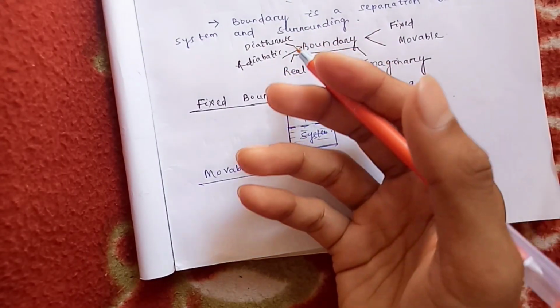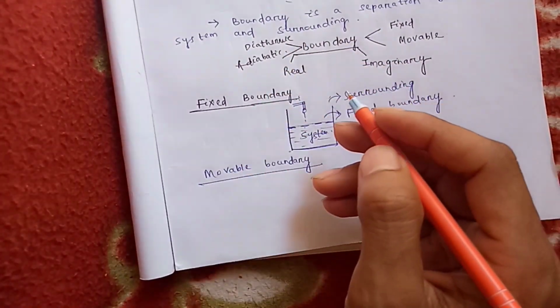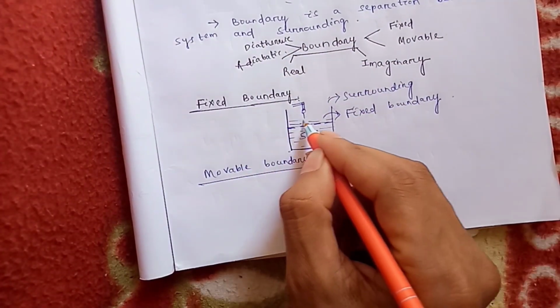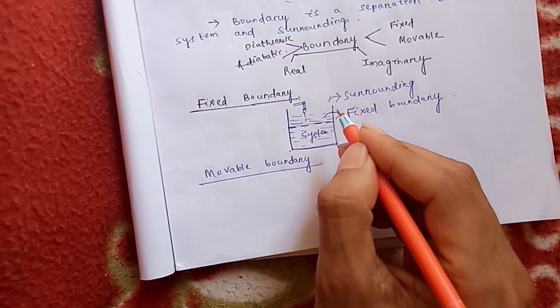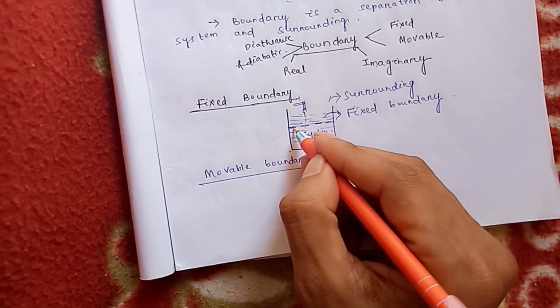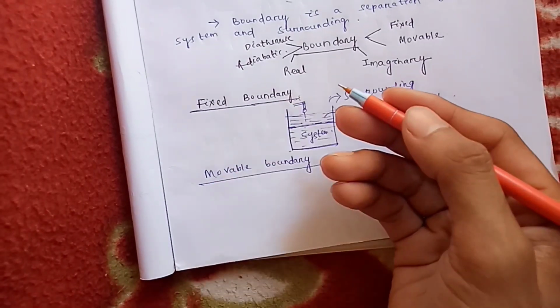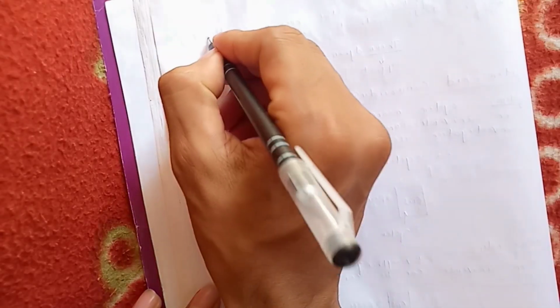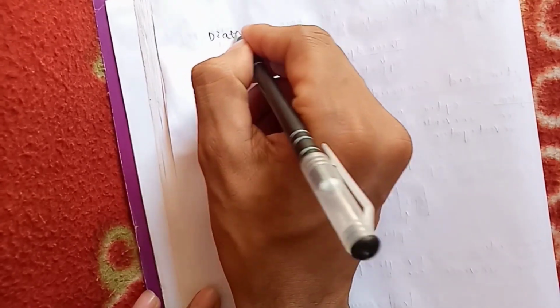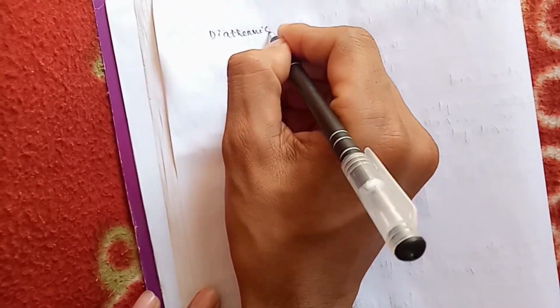Whenever the level of water changes, then the boundary changes. Okay, from here to here, then the boundary changes. This boundary we call it as a movable boundary. Clear, all of you? A boundary can be diathermic and a boundary can be adiabatic also.